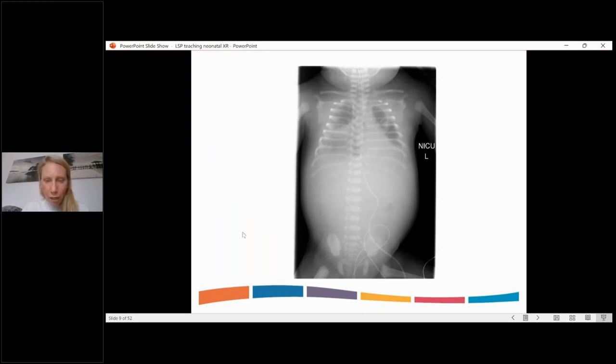So again, have a look at it, and then pop your answers in the chat. This is a real life case for me. This is before I became a consultant, actually, but it's a good one, so I'm sharing it. It's a baby who I transferred from one hospital to another when I was on an NTS job. What do you think about this X-ray? There might be several things on the X-ray. So just pop in the chat what you notice, and don't worry about being right or wrong. It's just important to start looking at all the various things we can see on these X-rays.